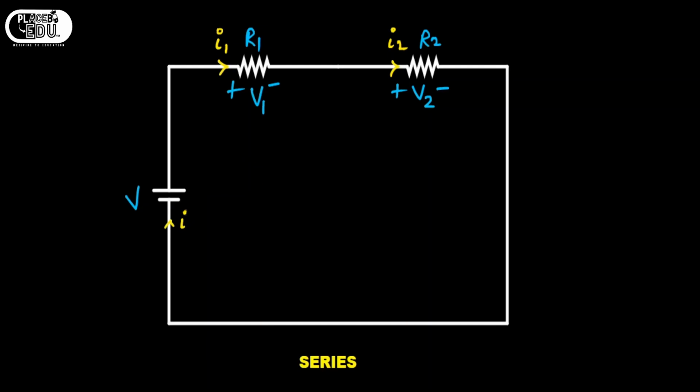So the current through the voltage source is I and the voltage source value is V, and here the voltage of resistor R1 is V1 and the current passing through is I1. What will happen in series combination? That means what will be the relation between I1 and I2? What will be the relation between V1, V2 and V? Let us see. Before seeing that, let me show you the simulation of this circuit such that you can understand it better.